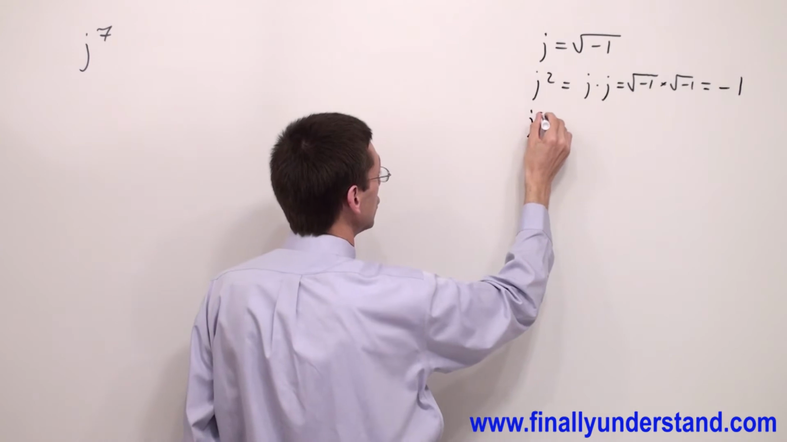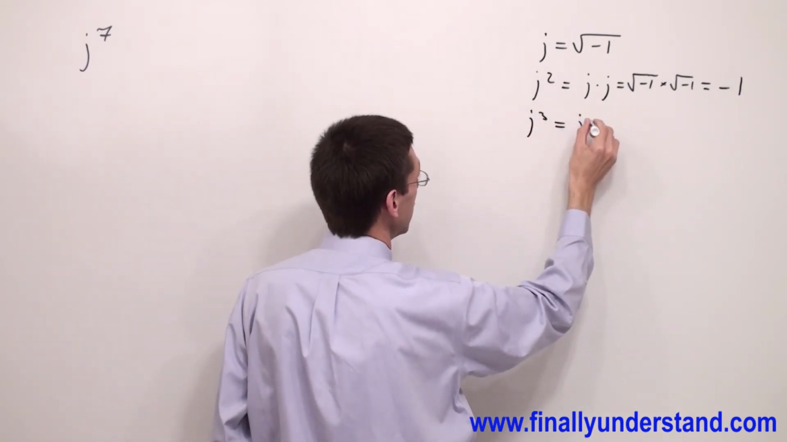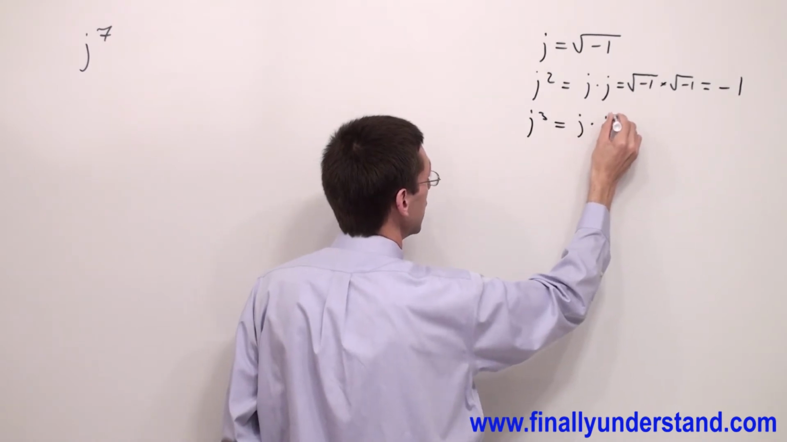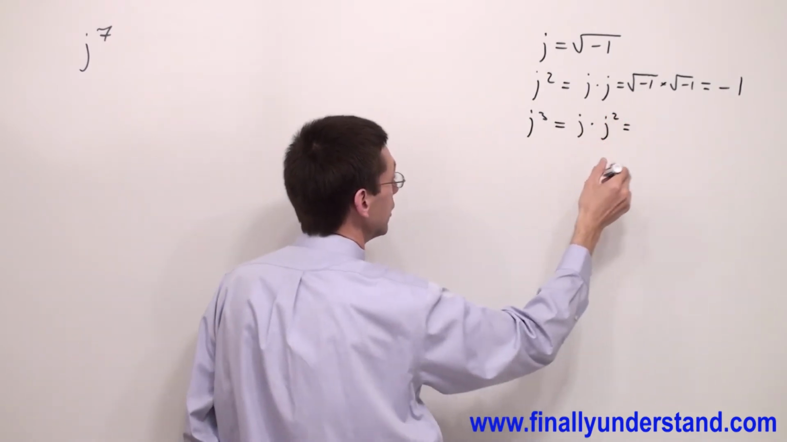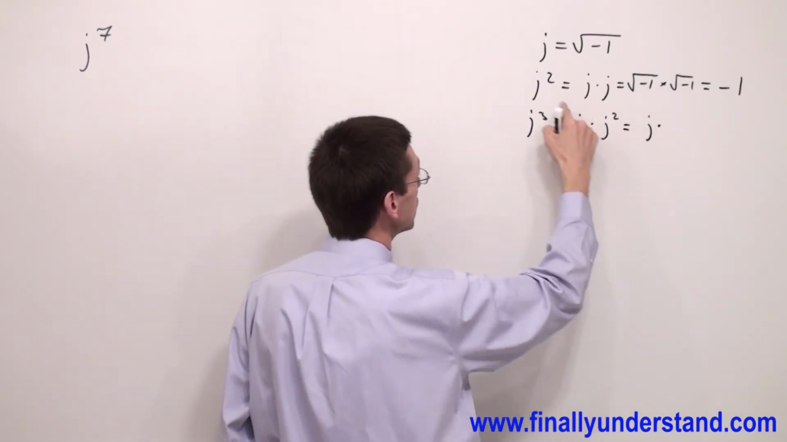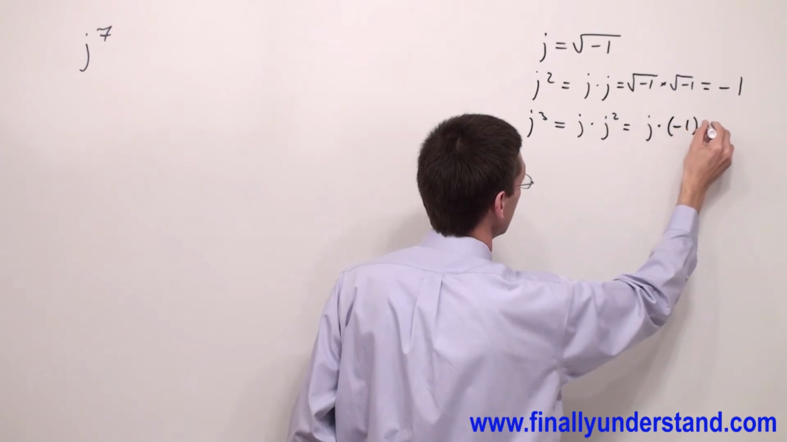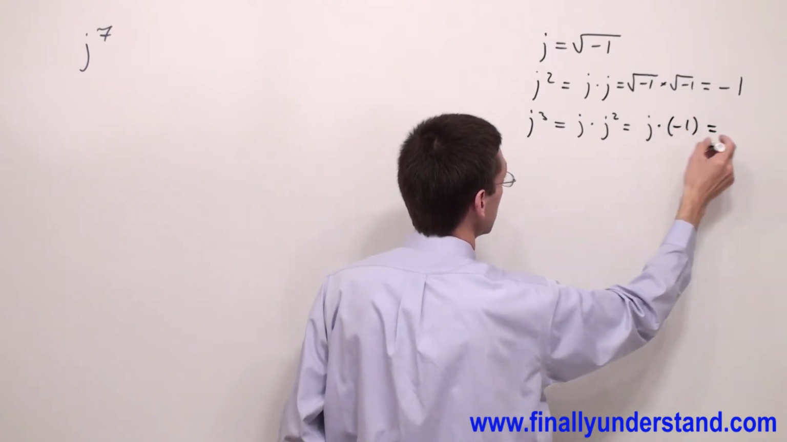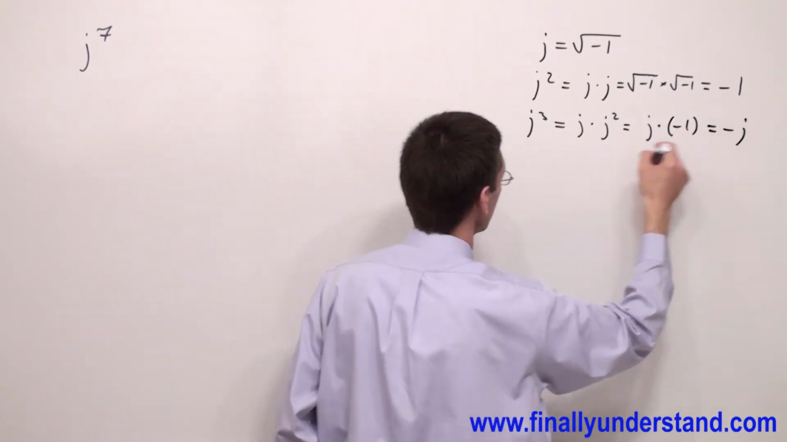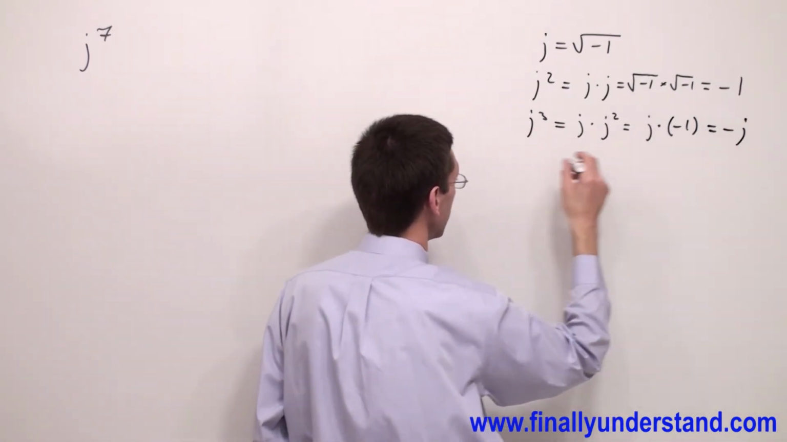j to the third is equal simply to j times j to the second, where we can say that j times j to the second is equal to -1. That's why I'm going to multiply by -1. And -1 times j is -j. So you have to remember that j to the third is equal to -j.